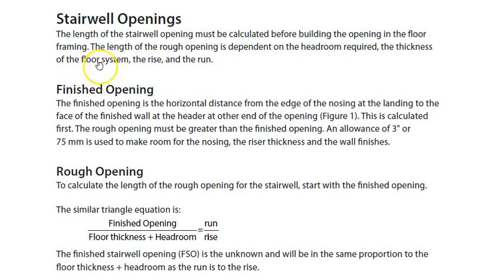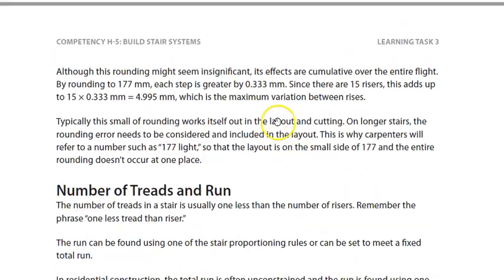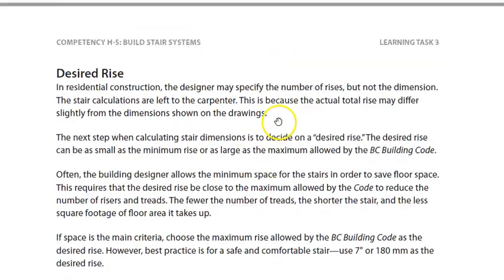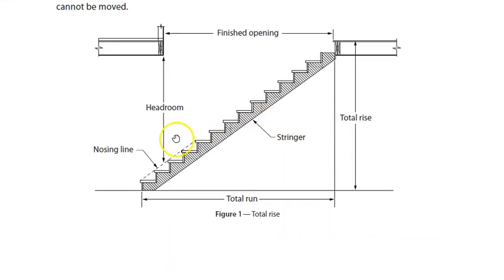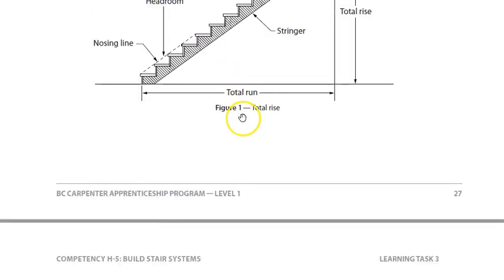Okay, so a stairwell opening, we talked about this in previous videos. The length of the opening has to be calculated before building the opening in the floor or the framing above the stairwell. So the length of that rough opening depended on the headroom and the thickness of the floor system, the rise and the run, all things that I've mentioned in previous videos. Let's see if I can scroll up to the picture. There we go. Okay, so the length of the opening is dependent on the headroom we require, the thickness of this flooring system, and then the rise and run of the stairs.